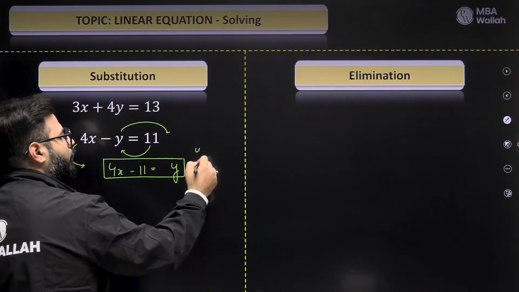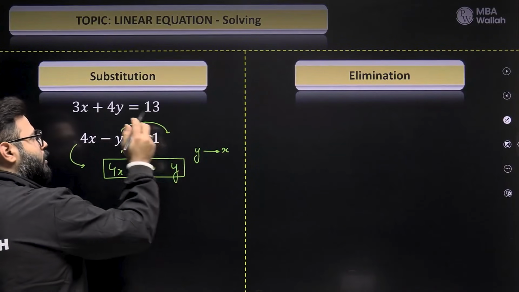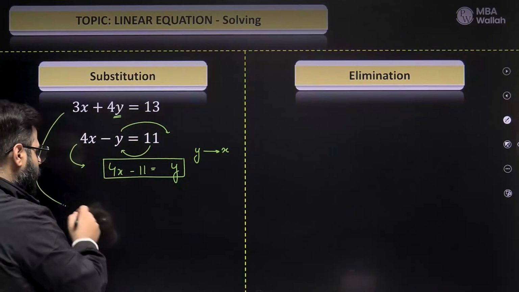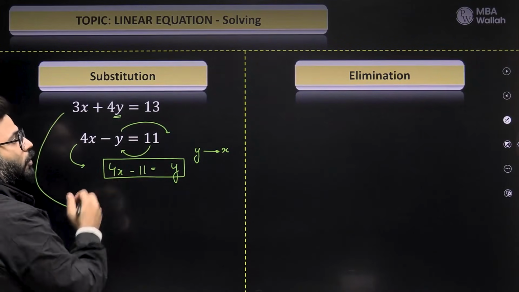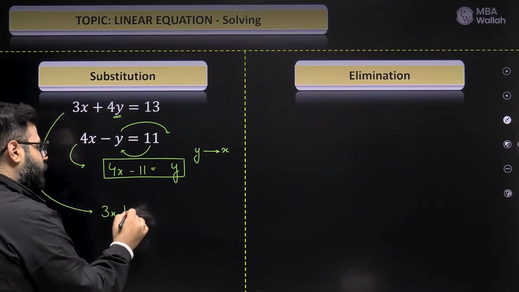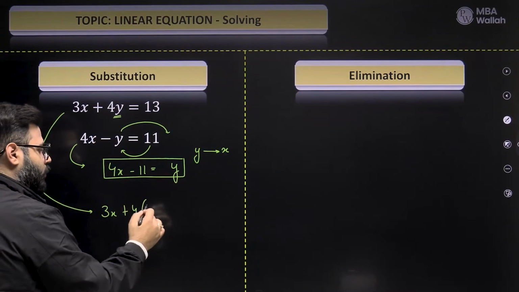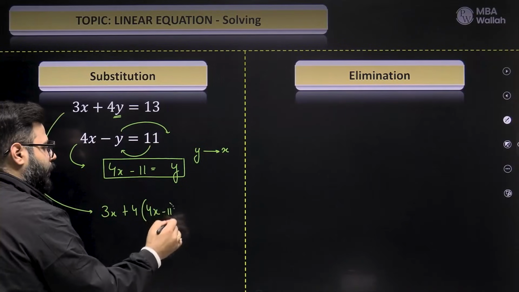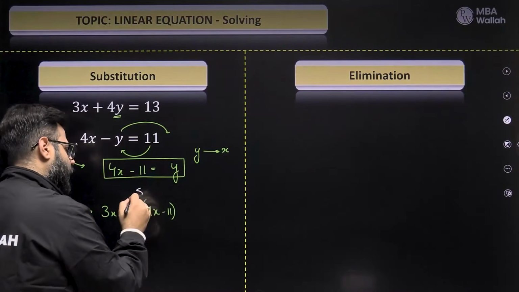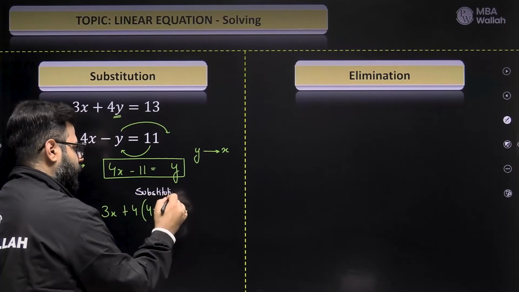So what we have done? We have written y in terms of x. Now we can substitute y over here in terms of x. So now the substitution occurs. That is why this is called as substitution method. So we have 3x as it is plus 4. Now not y. Y is 4x minus 11. So the y gets substituted. So here the substitution takes place, and that is why this method is called substitution method.